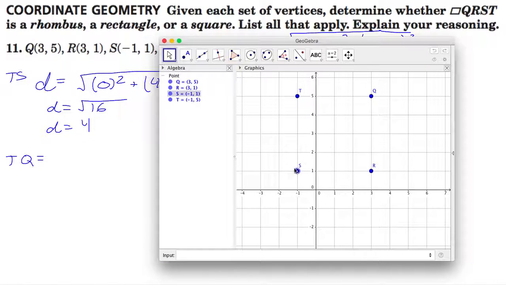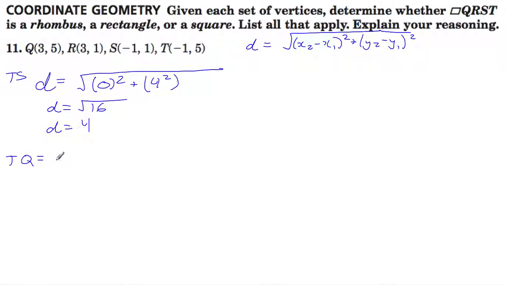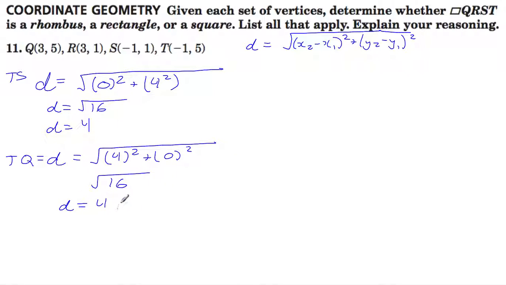So if we have TQ, which again is not an opposite side to TS. If TS is 4, we know that QR is going to be 4. With TQ, the distance there is going to be, again, changing the x's, which is a 3 minus a -1, so that's a 4 squared, plus a 5 minus 5, which is 0 squared. That's going to be the square root of 16, which again is 4. So because these non-opposite sides are congruent, all four sides are congruent, and it's a rhombus.